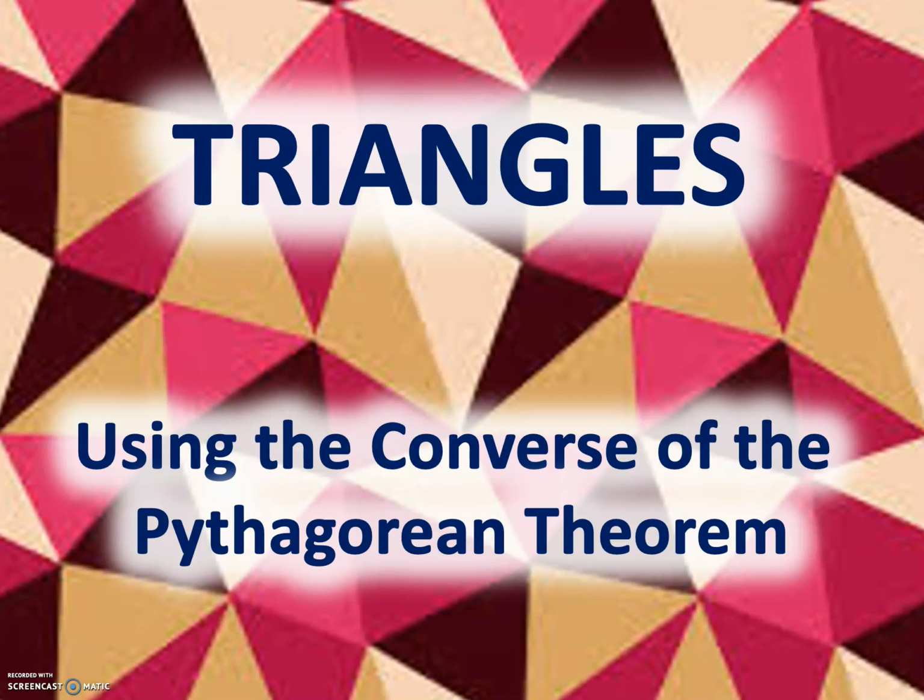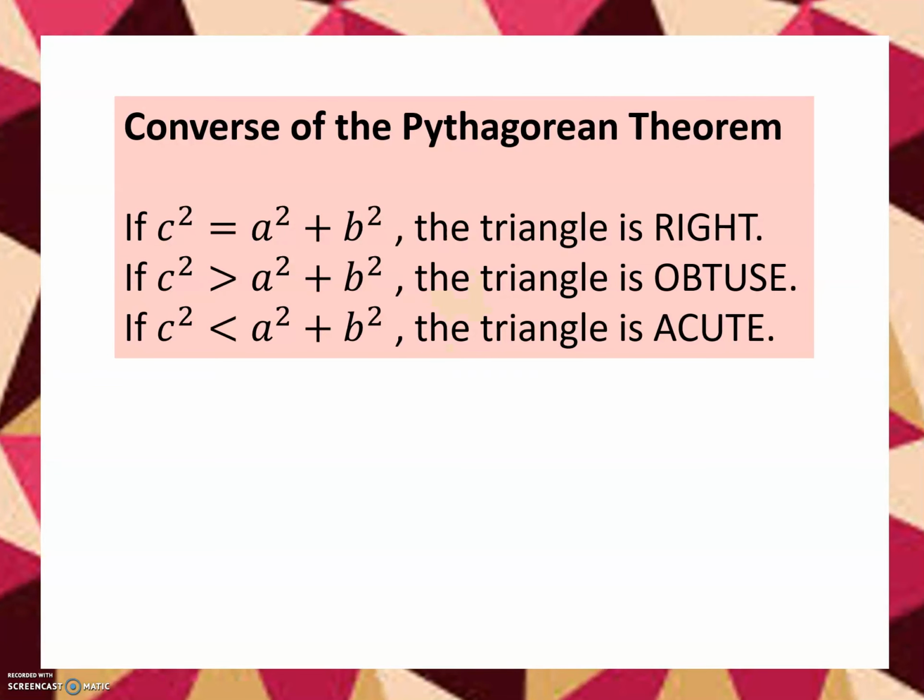Hi everyone! In continuing our triangles unit, we're going to be using the converse of the Pythagorean theorem. What that's used for is to classify the triangles based on its angles. Sometimes you're just going to be given a problem that gives you the side lengths, and you can use the information given here in order to determine whether the triangle is right, obtuse, or acute.